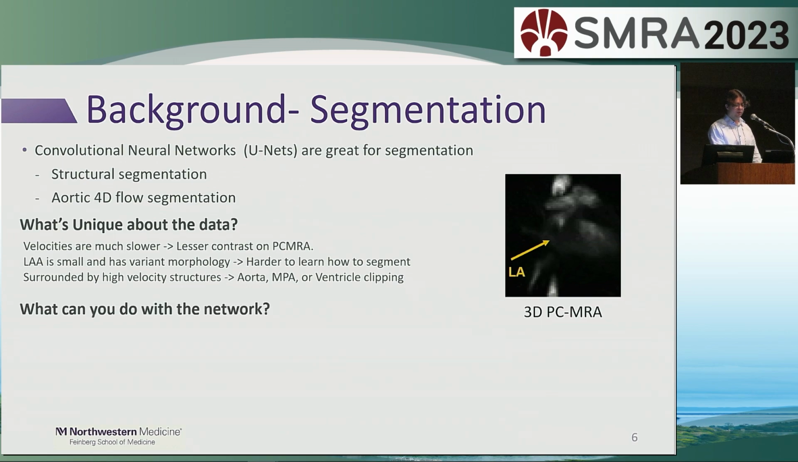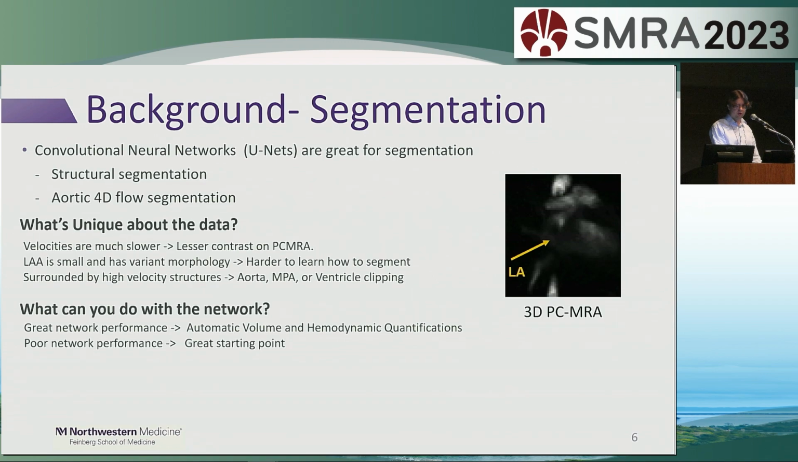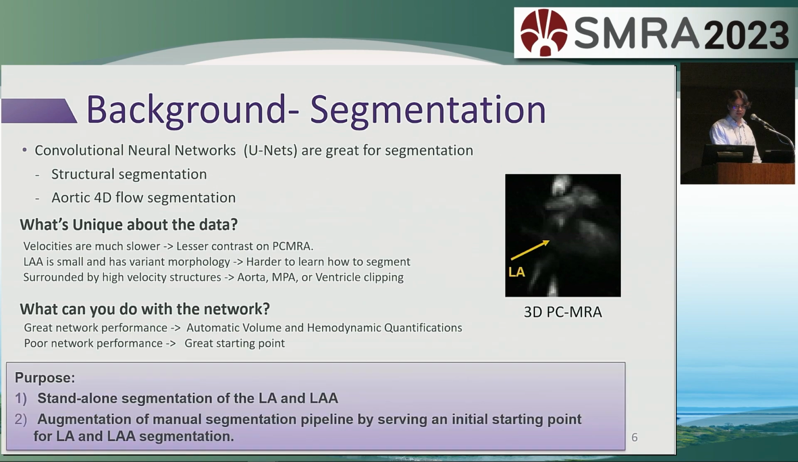So what can we do with our network once we've trained it? Well, if we have great performance, we can do automatic volume and hemodynamic quantifications, which allow us to complete the project pretty fast. But with poor network performance, it's not a complete loss, as it might be a great starting point to use for the segmentation. So the purpose of this is exactly that. Can we do a standalone segmentation of the atrium and appendage? And if not, can we augment our manual segmentation pipeline by using the AI as an initial starting point?